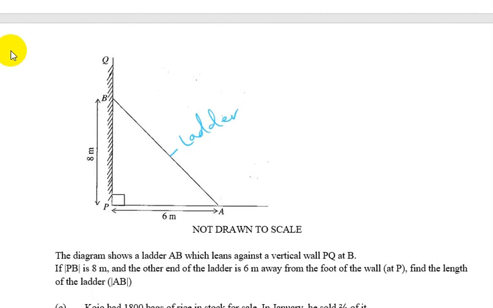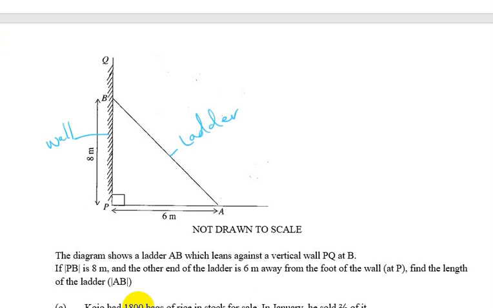Okay, this is the ladder. It leans against a vertical wall. So this is the wall. Okay, PB, at B. If PB is 8 centimeters and the other end of the ladder is 6 centimeters from the foot of the wall, find the length of the ladder.